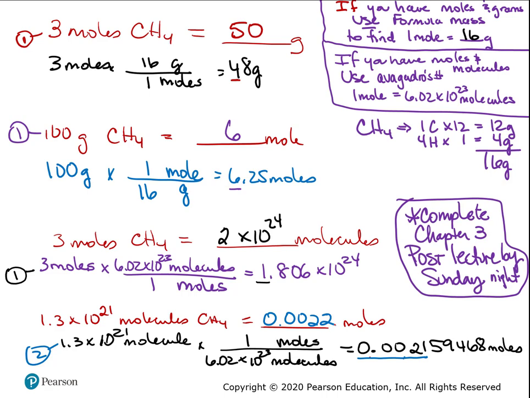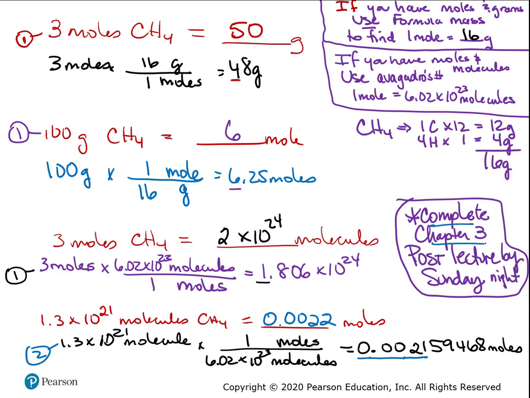The last thing that I put up here is make sure that you complete the post-lecture assignment in Mastering. The post-lecture assignment for chapter 3 goes through all parts of chapter 3. So there are some converting moles to molecules, molecules to moles, grams to moles, moles to grams. If you can remember this upper corner part, recognizing if I see moles and grams, I got to use the formula mass. If I see moles and molecules, I just use Avogadro's number.